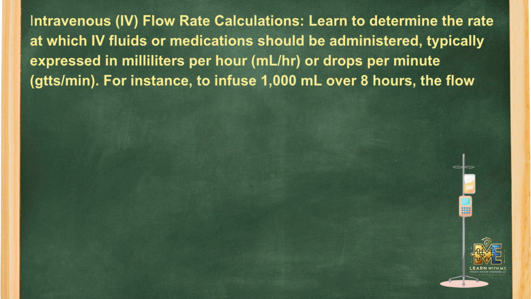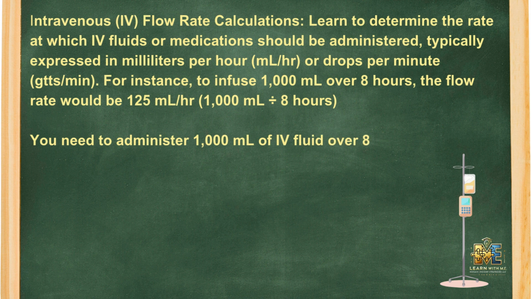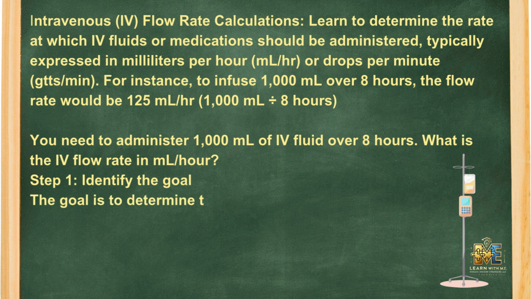Now, let's go through the step-by-step process for calculating this flow rate using dimensional analysis. The scenario: you need to administer 1,000 milliliters of IV fluid over 8 hours. The goal is to determine the flow rate in milliliters per hour. Step 1, identify the goal. We want to calculate how many milliliters or ml will be administered each hour. So the final unit we need is ml per hour.